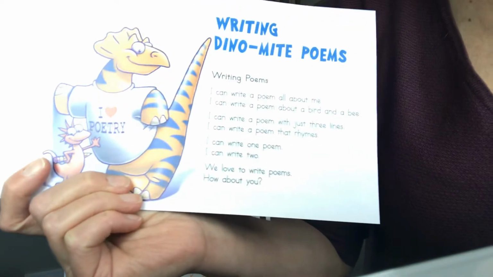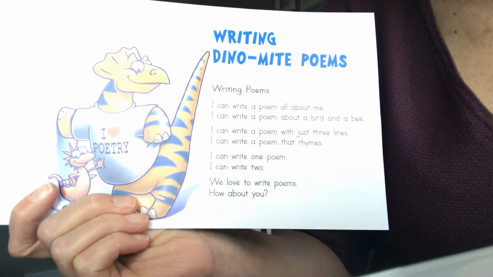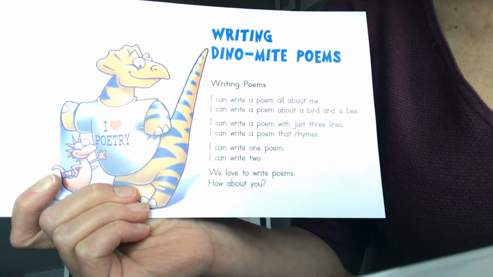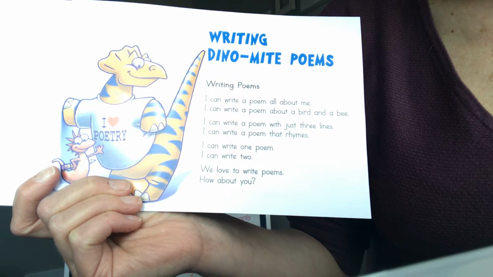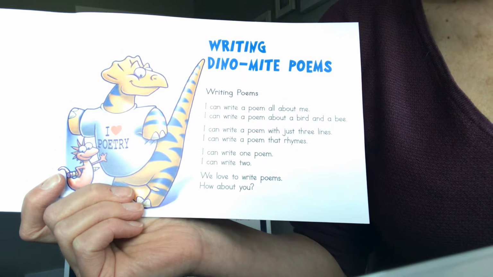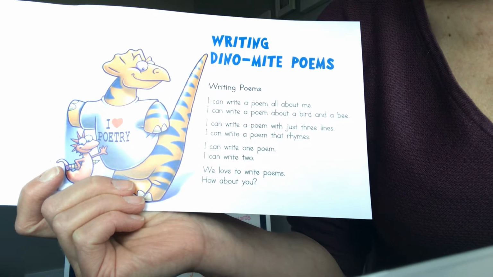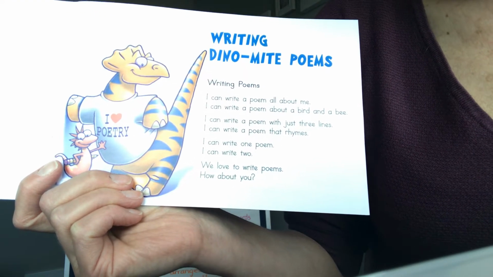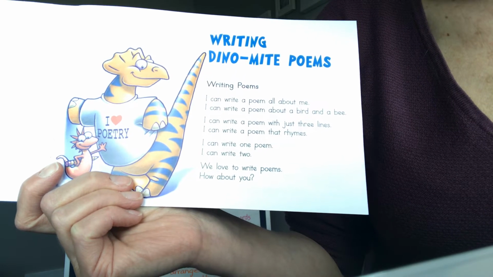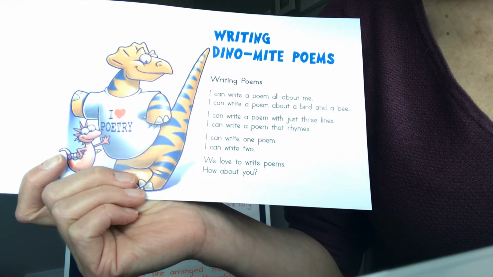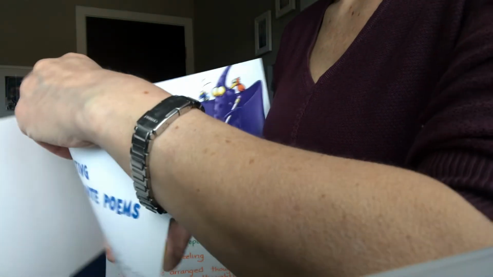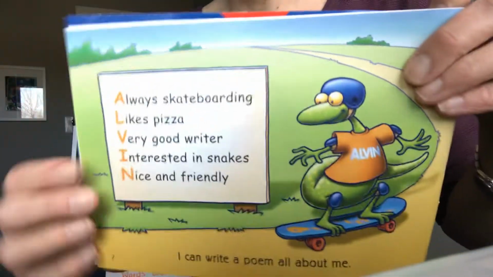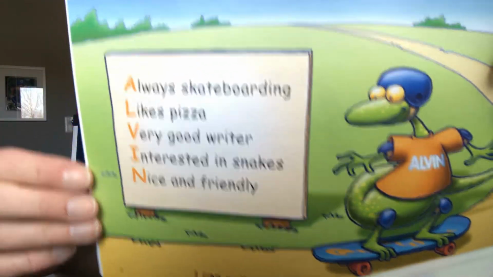Writing dynamite poems. Writing poems. I can write a poem all about me. I can write a poem about a bird and a bee. I can write a poem with just 3 lines. I can write a poem that rhymes. I can write 1 poem. I can write 2. We love to write poems. How about you? So let's take a look at some of these dynamite poems. So this one is kind of neat.